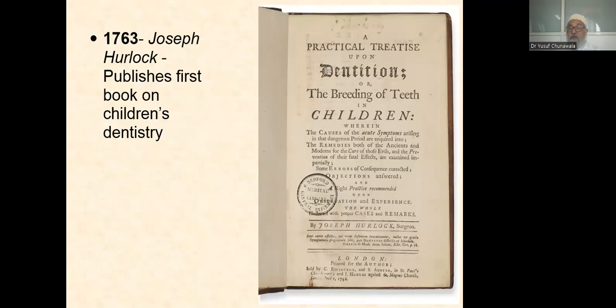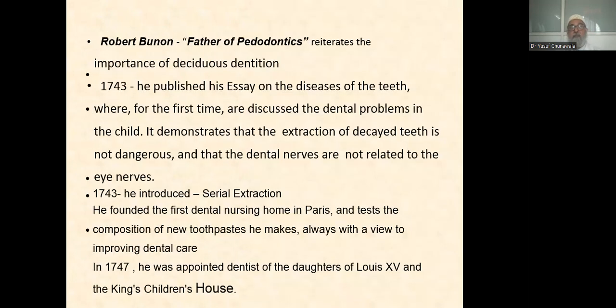Okay, and the title very clearly states that the causes of acute symptoms arising in the dangerous period are told about. So childhood was considered a dangerous period. The child having a toothache was considered very, very dangerous. Dangerous in what sense? Danger to whom? For the dentist himself, because it was very difficult for them to manage even at that time.